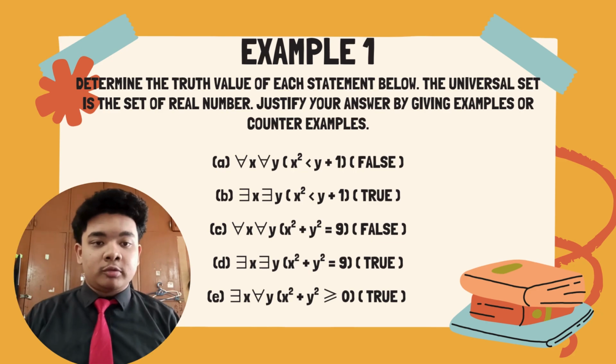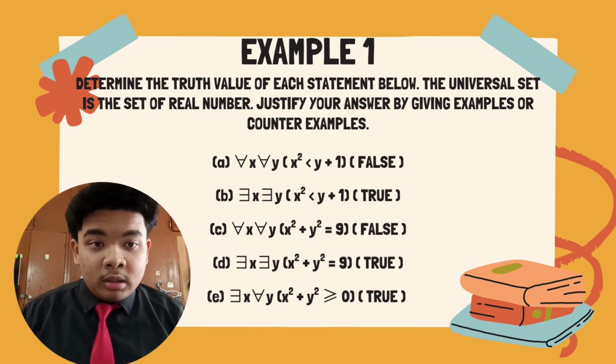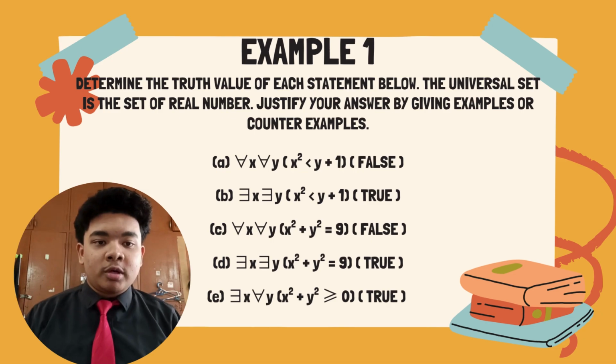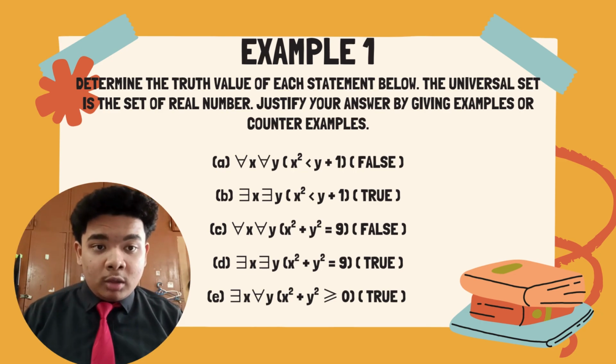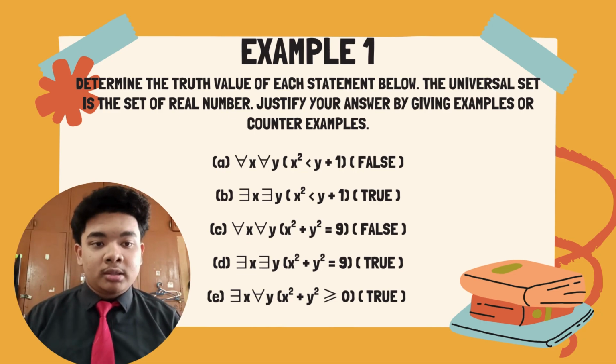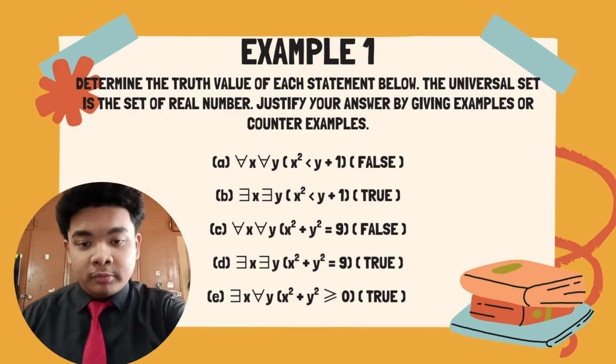For question B, there exists x, there exists y, x squared is less than y plus 1. The answer is true. For C, for all x, for all y, x squared plus y squared equals 9. The answer is false. And for question D, there exists x, there exists y, x squared plus y squared equals 9. The answer is true. And for question E, there exists x, for all y, x squared plus y squared is greater than or equal to 0. The answer is true.